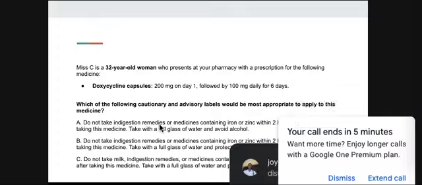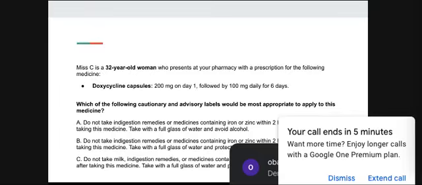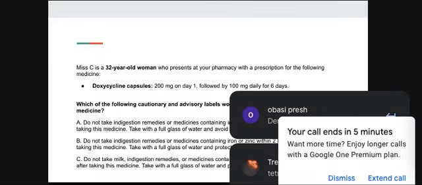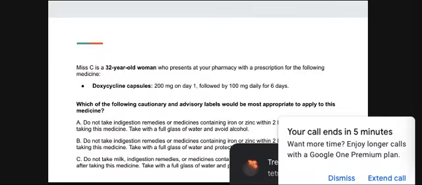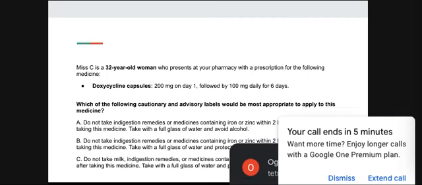It should be taken with a full glass of water like we discussed earlier because it can cause esophageal irritation, and doxycycline is phototoxic as well. So what other antibiotics are phototoxic aside from doxycycline? Demeclocycline, tetracyclines in general. Limecycline is phototoxic, doxycycline is phototoxic.